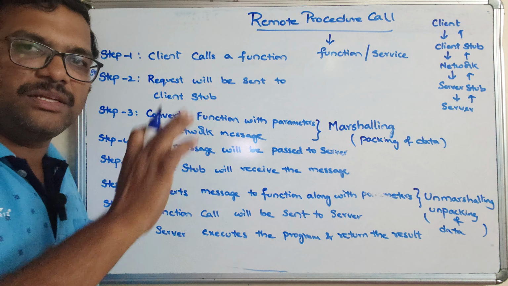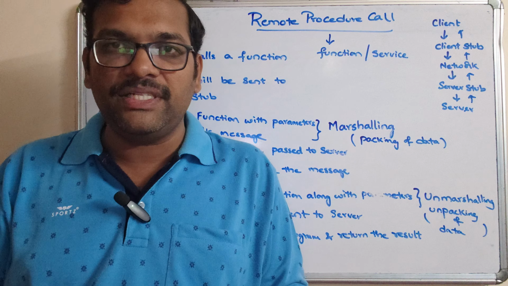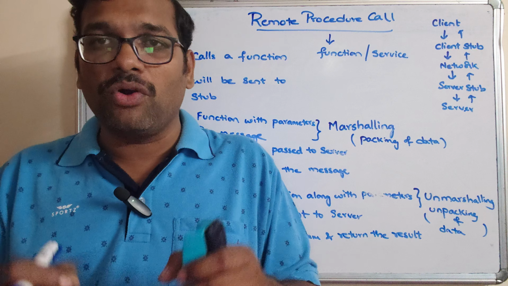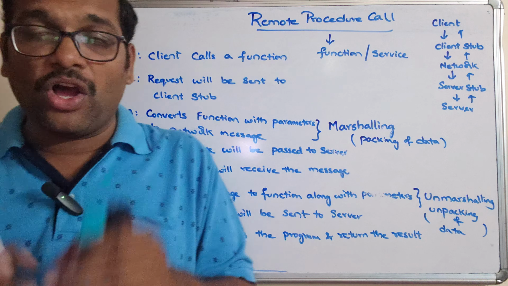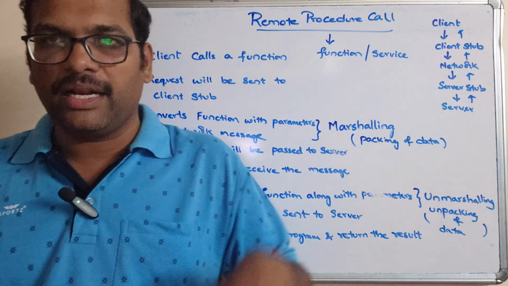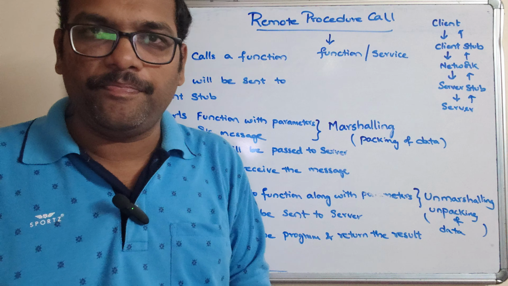With a single sentence we can say that it is one computer using the services of another computer. In one computer we are calling the procedure, and that will be executed by another computer, and we are getting the result. So this is called a remote procedure call, right?